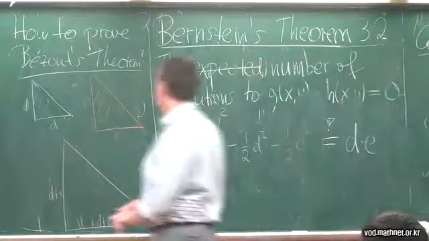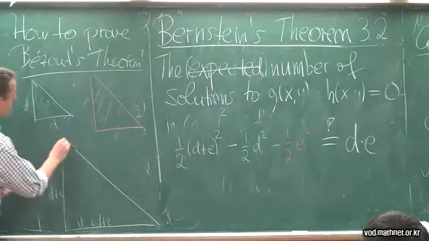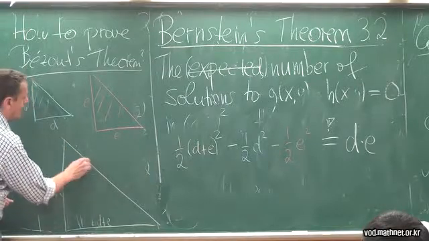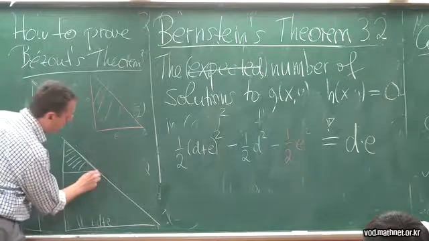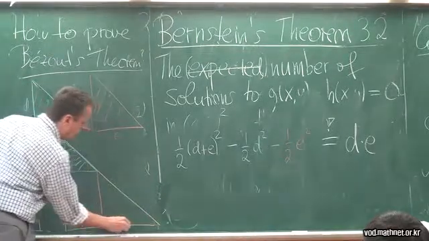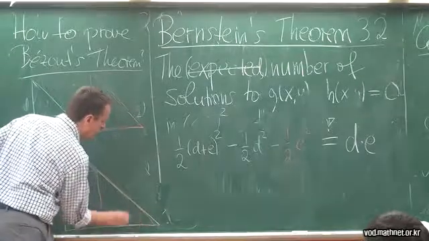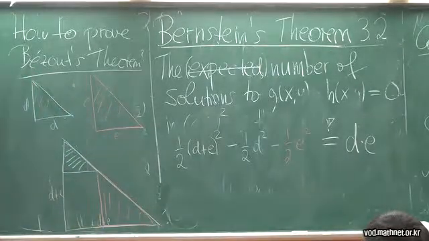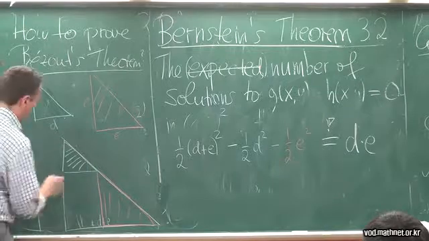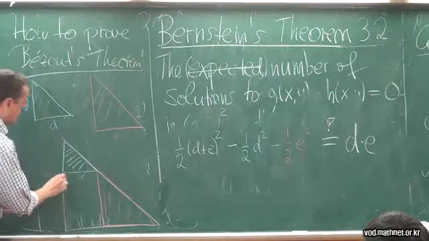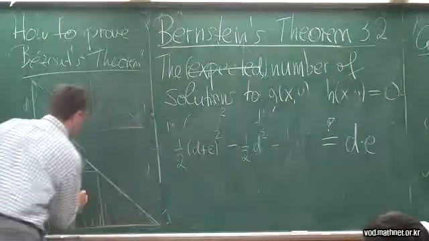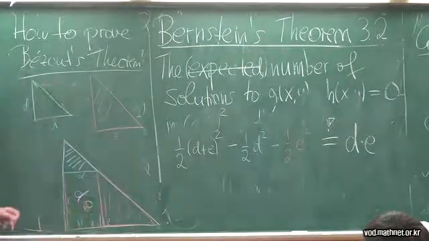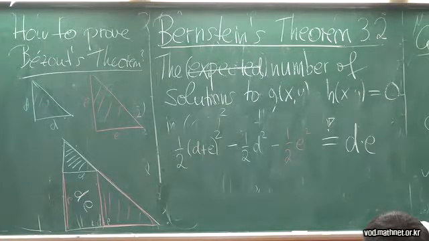But you can also see this pictorially. You can draw the blue triangle here, and you can draw the red triangle there. And then, well, we're left with a rectangle of size d times e. Okay, so Bezout's theorem is a very, very, very special case of Bernstein's. And let's take a 5-minute break.